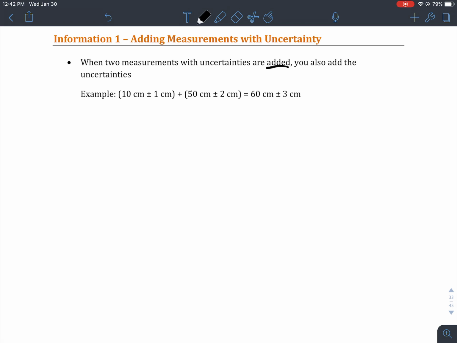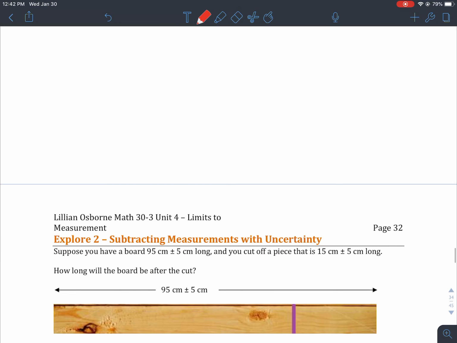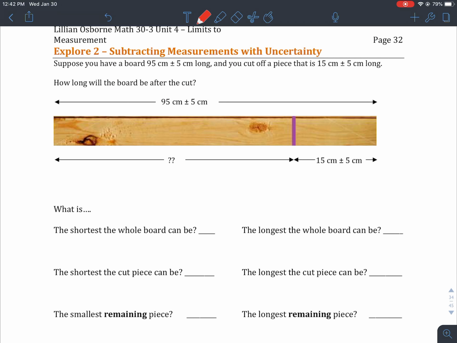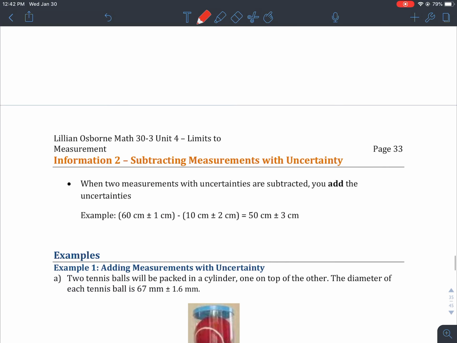So remember from a previous video, if we're going to look at what a number is with uncertainty, I'm going to have plus or minus a certain quantity. Okay, and that number I add on the end is going to be half of the precision of the measuring device we're working with. So if I'm going to add those two quantities, 10 centimeters plus or minus 1, and 50 plus or minus 2, we're going to add the 10 and the 50 together, which is where our 60 comes from, and we're going to add together the uncertainties of 1 and 2, which gives us an uncertainty of 3 for our new measurement.